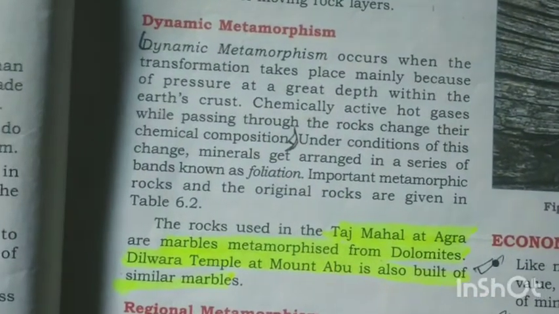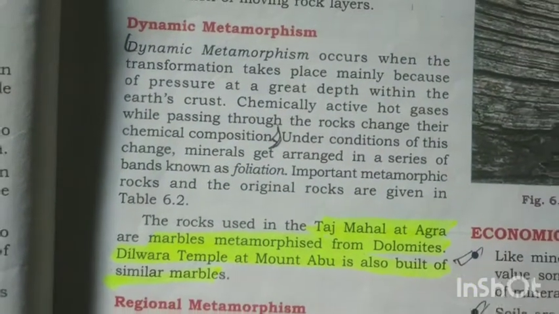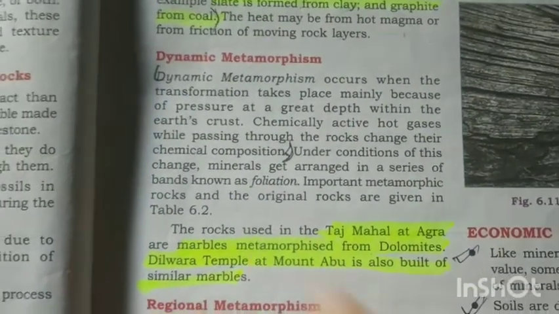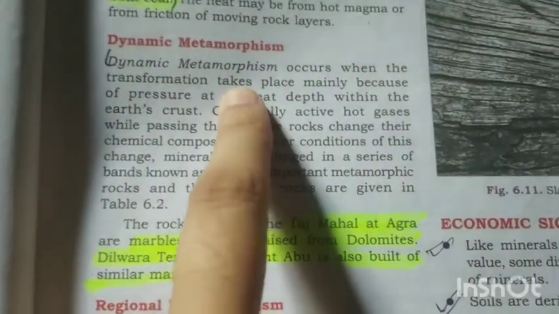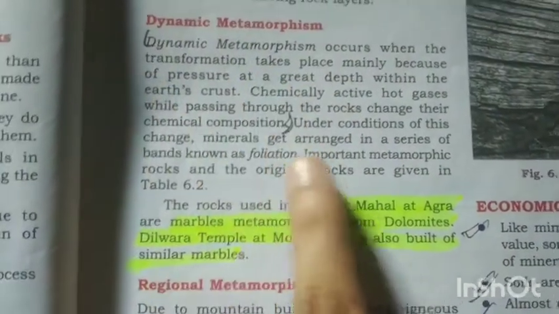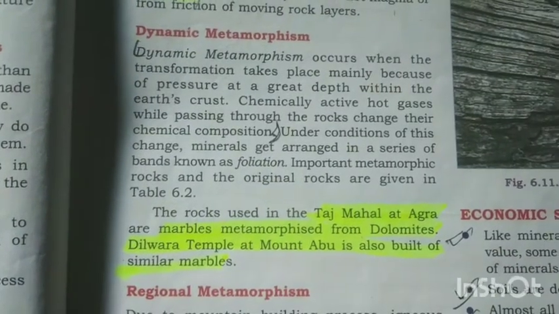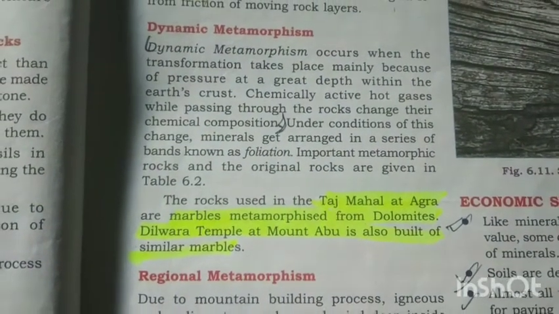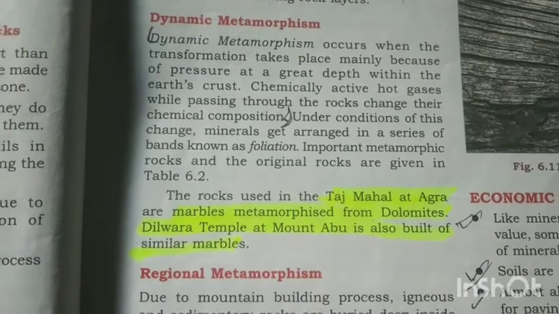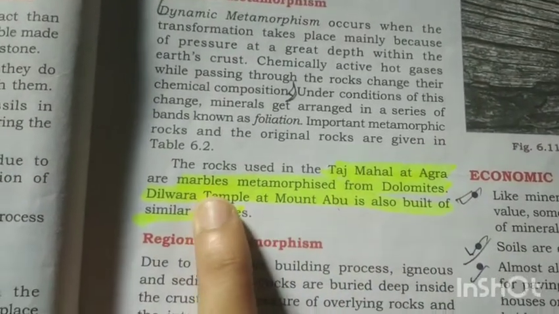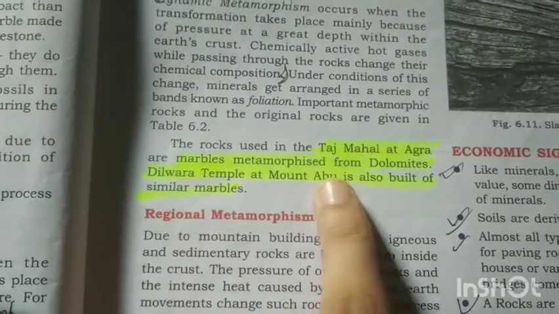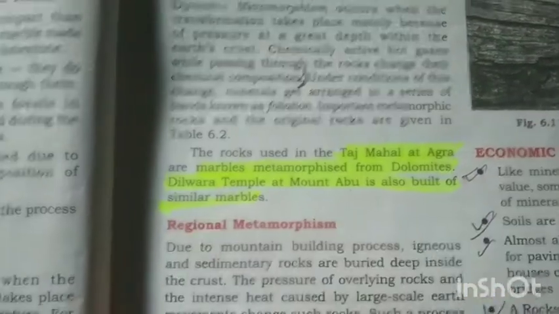Dynamic metamorphism. Here what happens? Now this is because of pressure. Thermal metamorphism was because of heat. Dynamic metamorphism is because of high pressure at great depth. An example is given: the Taj Mahal at Agra is made of marble. They are metamorphosed from dolomites. Examples are again very important.